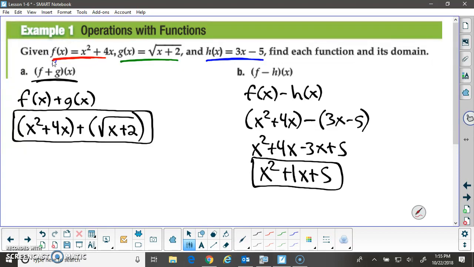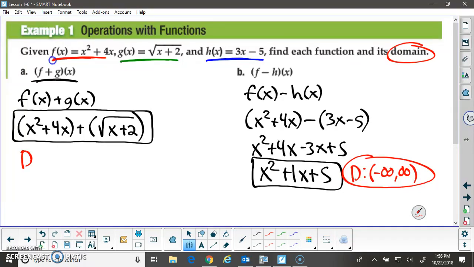Now there is a second part here because it talks about finding the domain. The domain of part B would be all real numbers, and that's because we don't have any fractions and we don't have any square roots. But the domain on part A would be all numbers greater than or equal to -2, because if you put in a number smaller than -2, you'd end up with a negative inside of that square root.